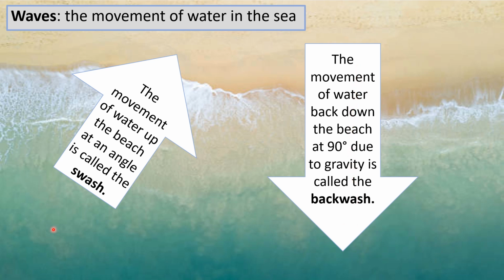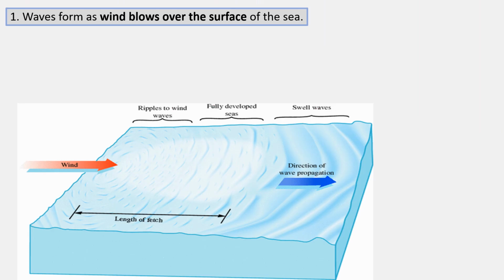So swash is the water going up the beach at an angle, and backwash is the water going down the beach in a straight line at 90 degrees due to gravity. So please pause the video and just jot down the keywords swash and backwash. If you want to have a diagram of swash coming in at an angle and backwash going down straight, feel free to do so. So the next thing is just thinking, what is a wave?